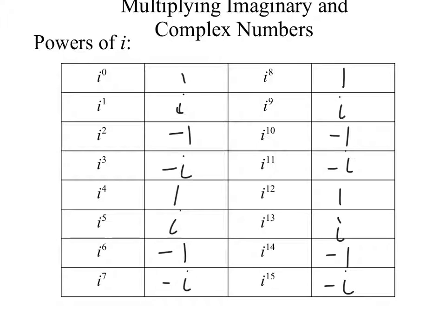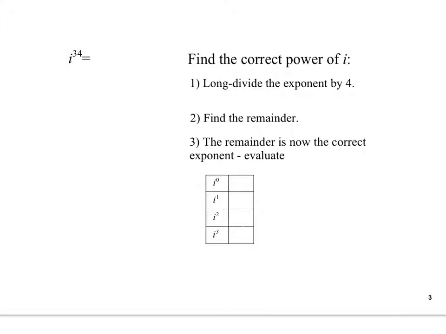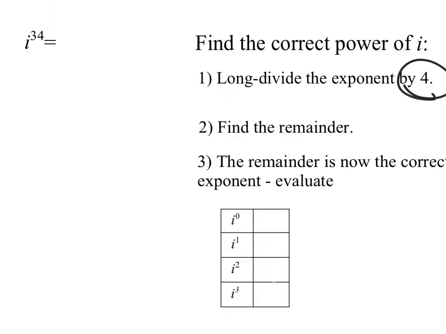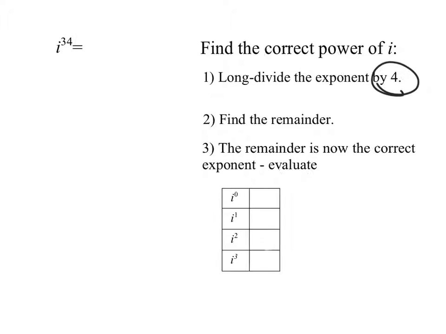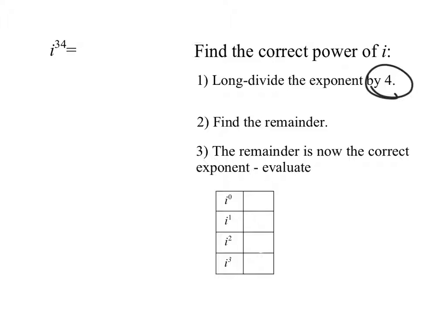So what happens if I ask you to find i to the 304th power? You're going to go around in a circle. What are you going to do? In order to do this, you need to understand that there's only 4 answers, always. So if you think about i to the 34th power, you're going to go around that i circle a bunch of times. How many times? Well, let's long divide it by 4, and we shall find out.